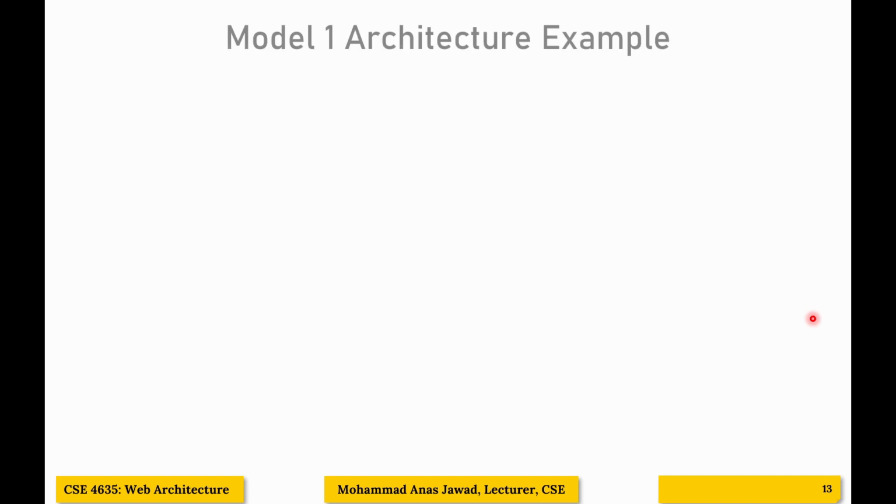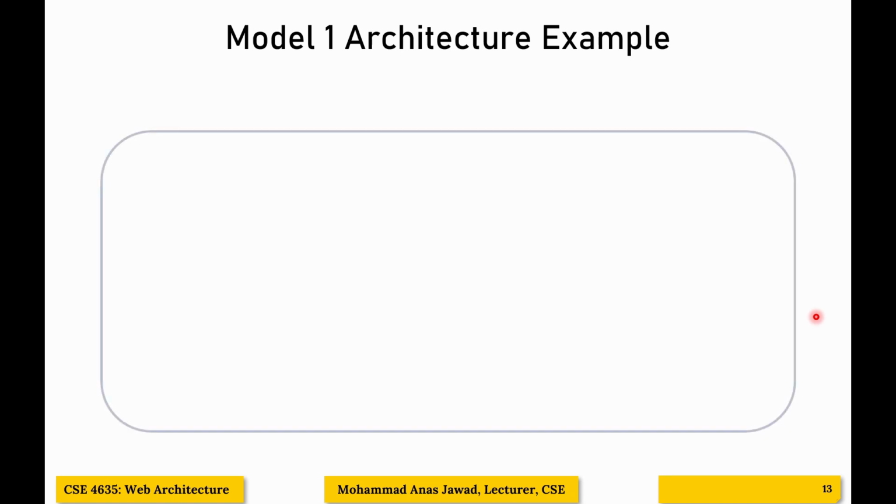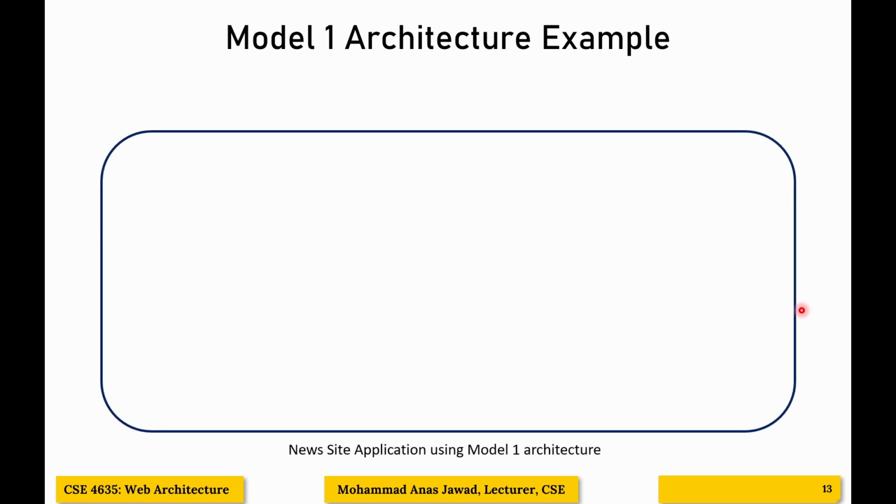So now let's take a look at an example to understand how exactly this Model 1 architecture works. So suppose we're trying to develop a news application which will be employing this Model 1 architecture. So our web application is going to be a simple news site that allows the users to view the current news, to view the about information of this web application, which may contain copyright information as well as information about your news source.